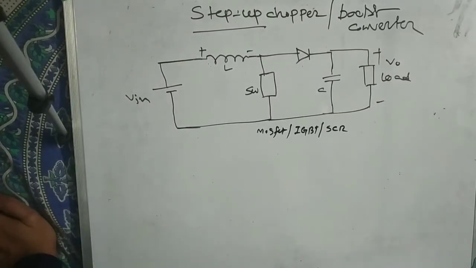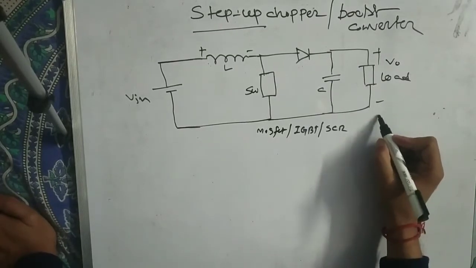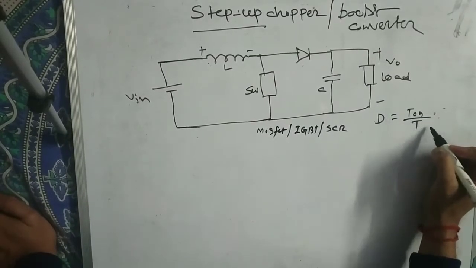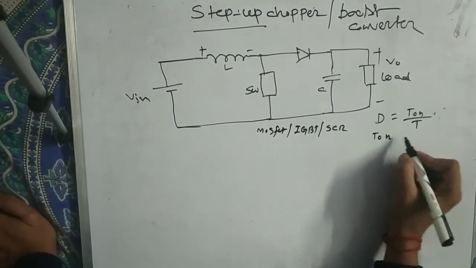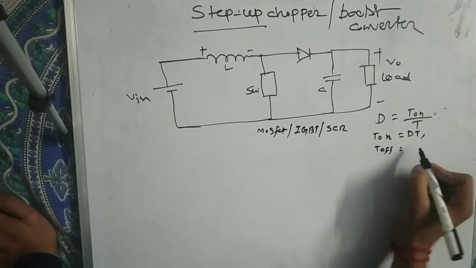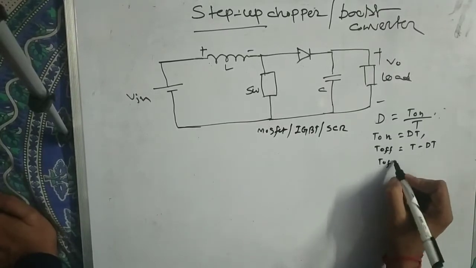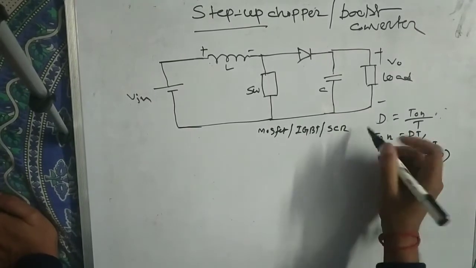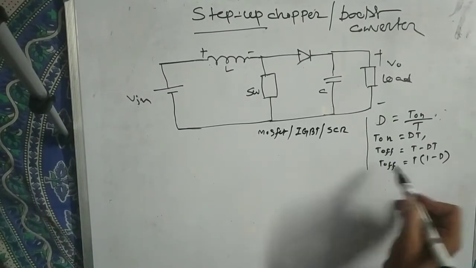In the previous lecture we became familiar with duty ratio. Duty ratio means T on divided by the total time period of the switch. You have to remember that T on equals D into T, and T off equals T minus DT, which means taking T common, T into 1 minus D. I have written this here.